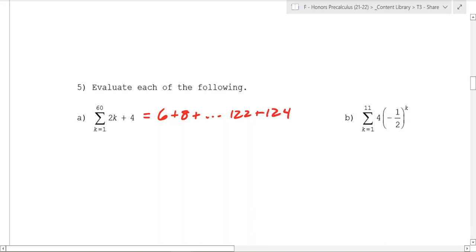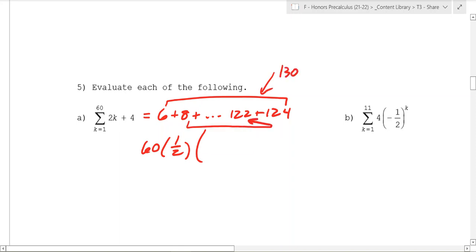And when you pair these up, the number of terms is going to be 60 times a half. That's the number of pairs you can get, and you're multiplying it by what the sum is. 124 plus 6 is 130. Similarly, 8 and 122 is 130. So you end up with 3,900.